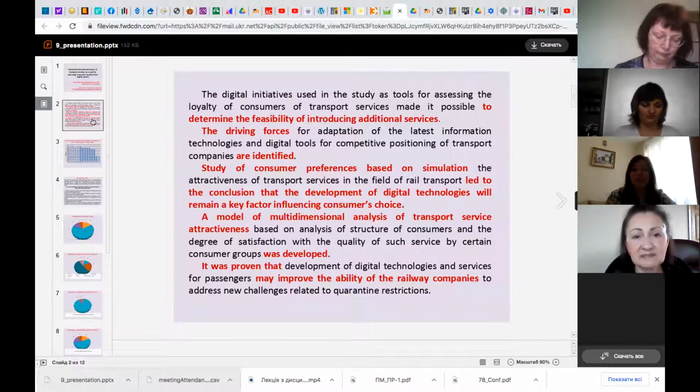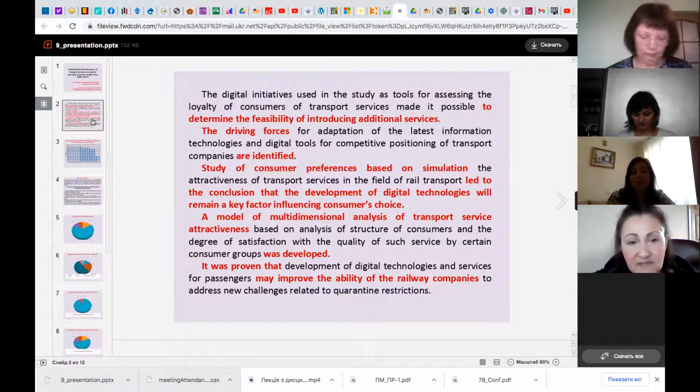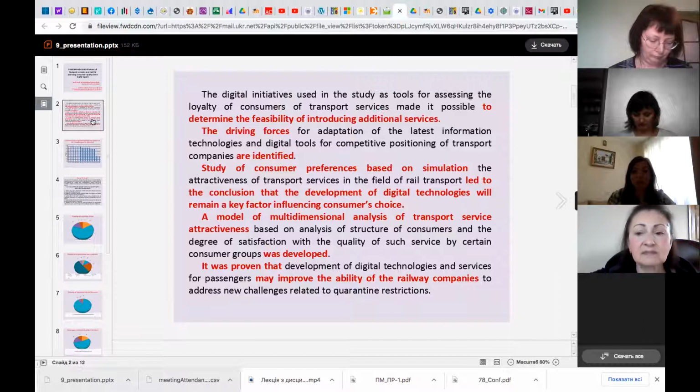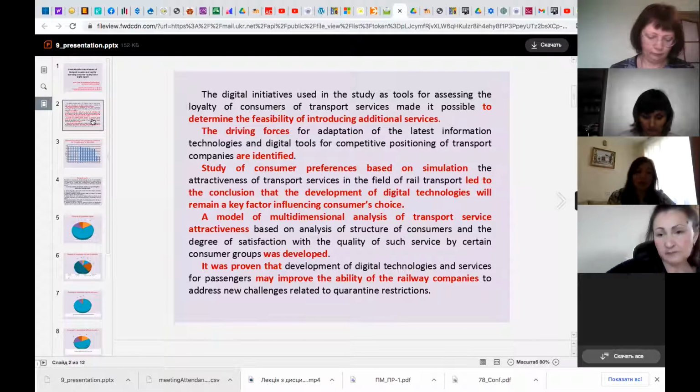So the digital initiatives were used in the study as tools for assessing the loyalty of consumers of transport services, which we think made it possible to determine the feasibility of introducing additional services. And the driving forces for adoption of the latest information technologies and digital tools, of course, for the competitive position of transport companies are identified.